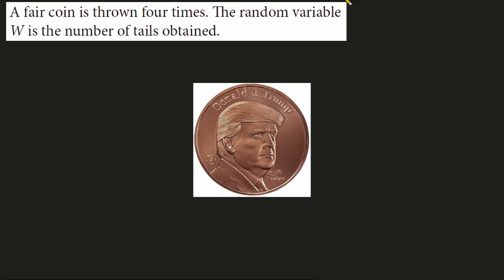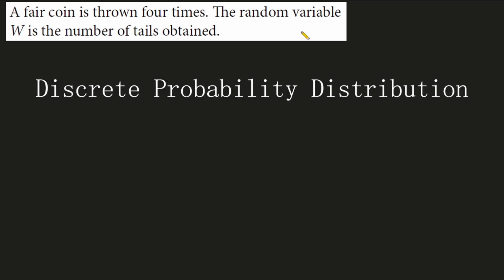Let's look at this question. A fair coin is thrown 4 times. The random variable W is the number of tails obtained. The question asks us to find the discrete probability distribution of the random variable. So now we answer this question.